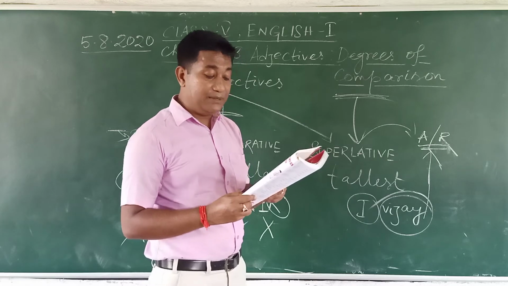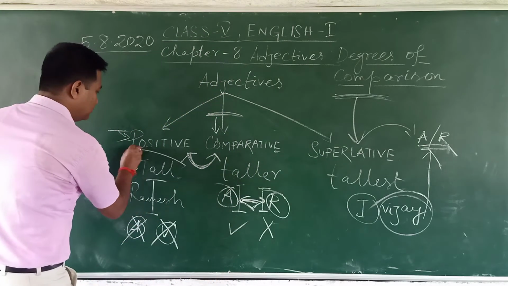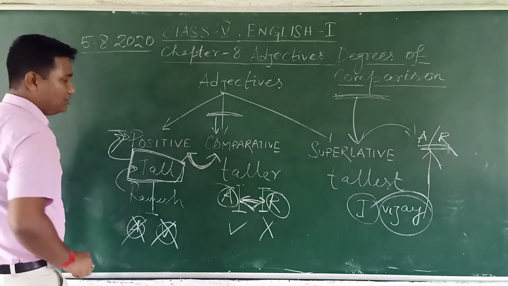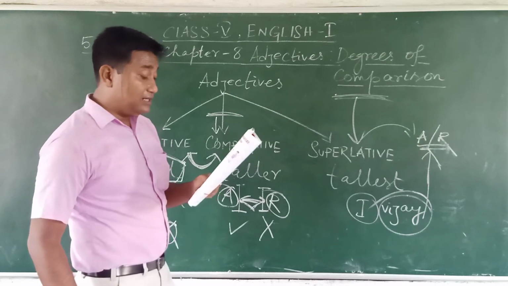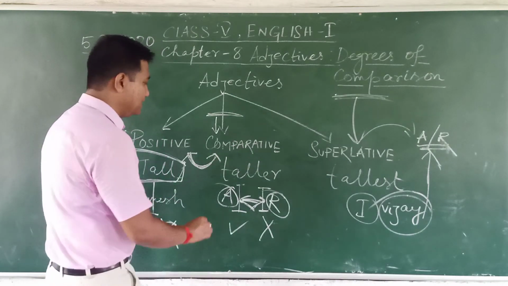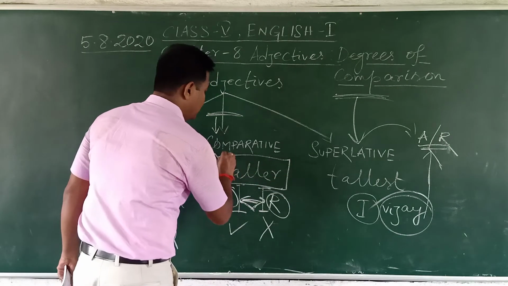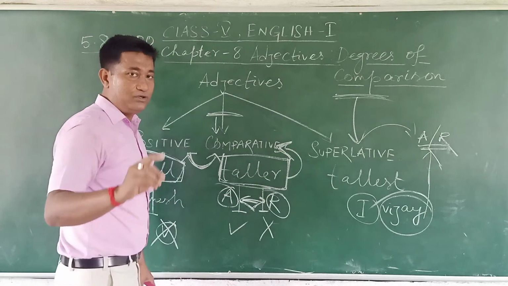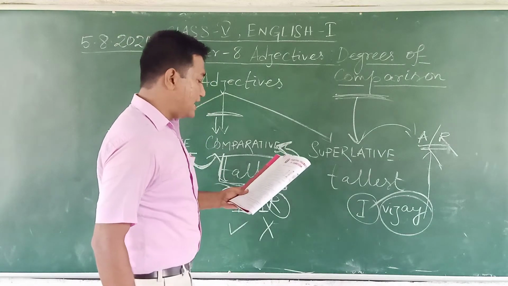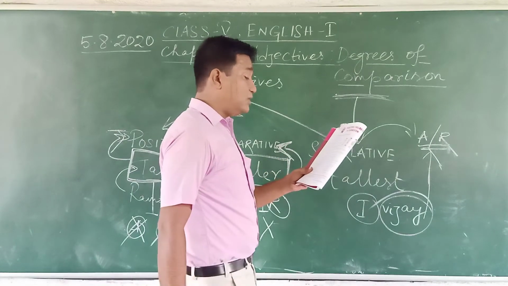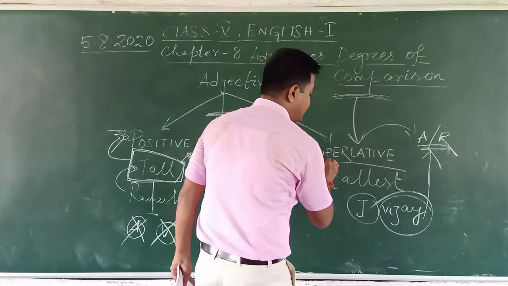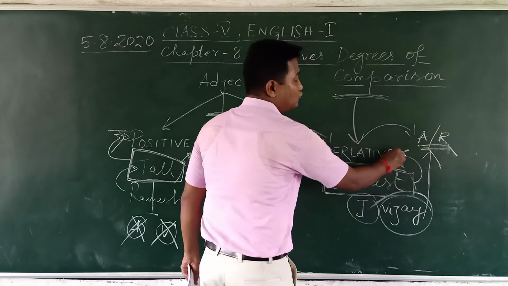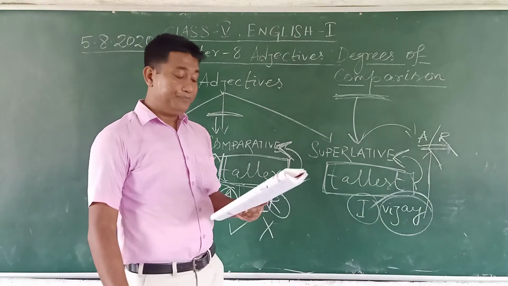The word tall is said to be in the positive degree. Then the word taller is said to be in the comparative degree, as we are making a comparison between two persons. And the word tallest is said to be in the superlative degree. This one is the tallest, and we are making this adjective our superlative form. So is that clear to you all?